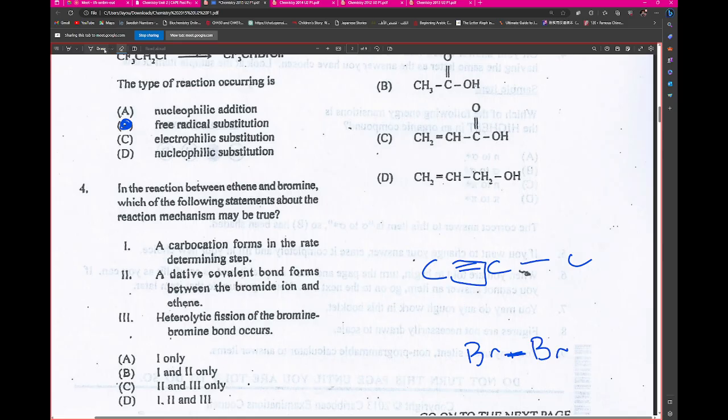Wonderful. So we're going to have, would it be something like this? Is it going to be half arrows? Do all the electrons in the bromine go to one, or do they evenly split between both? What does heterolytic speak to? Heterolytic fission.